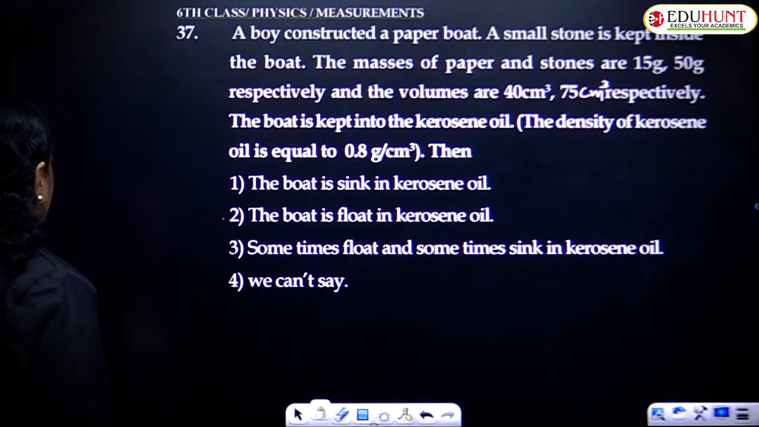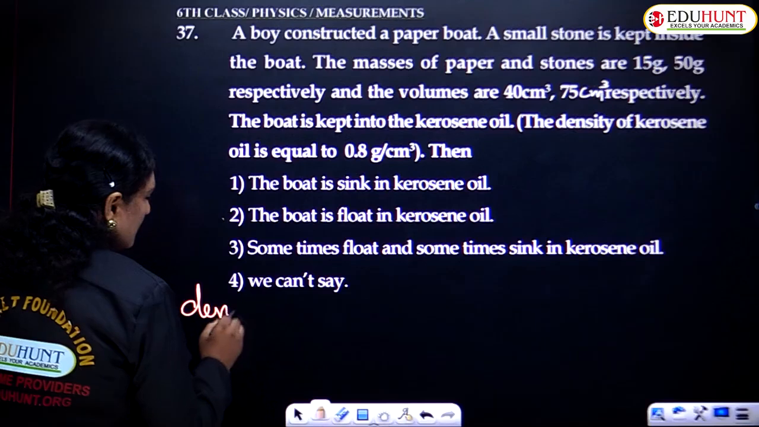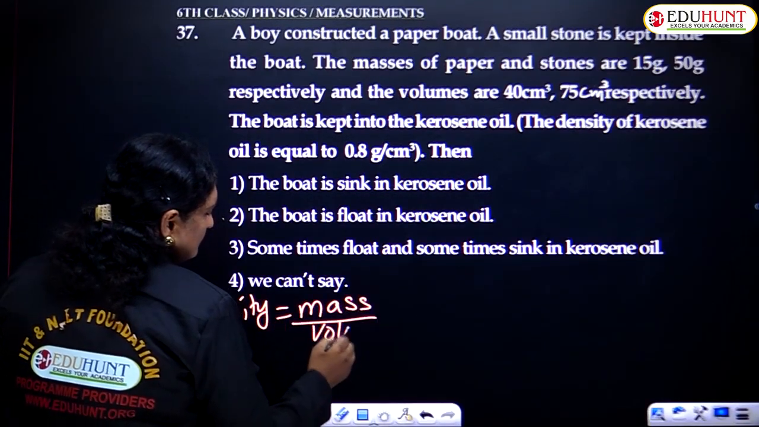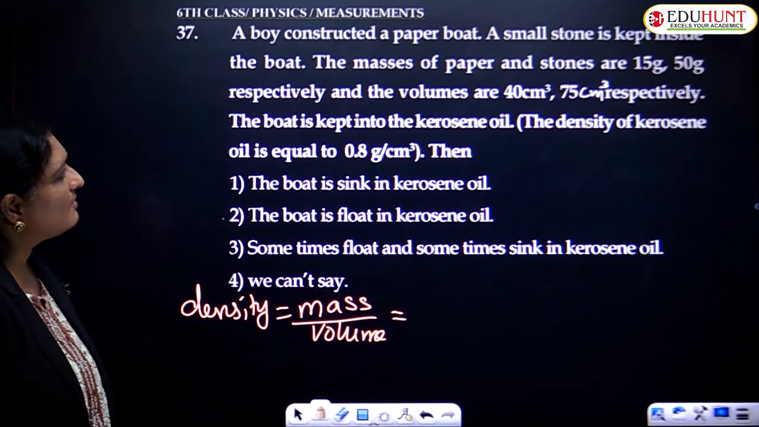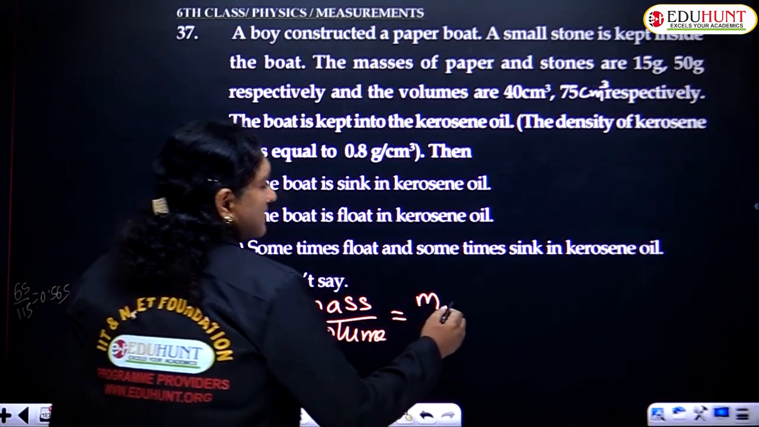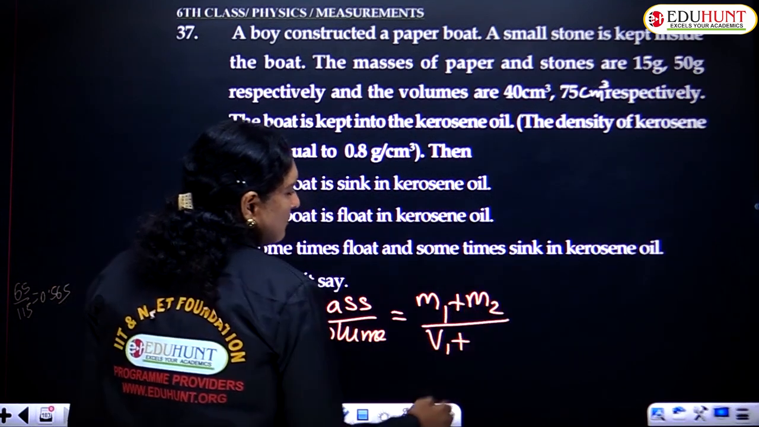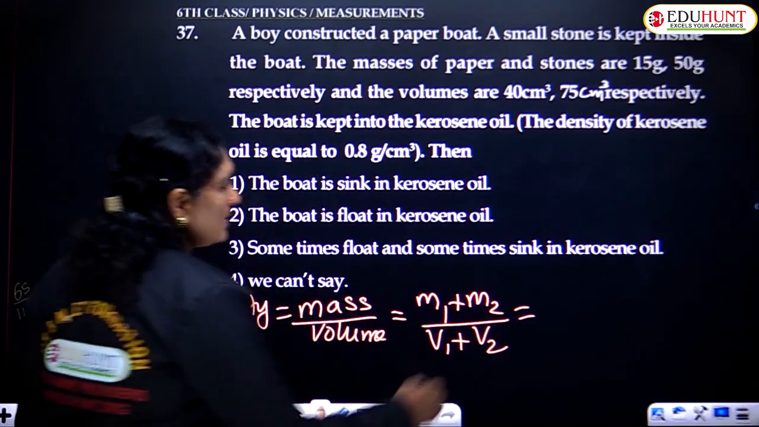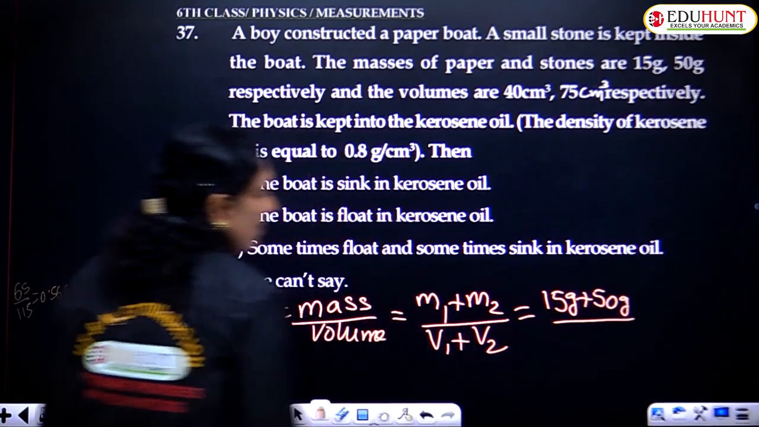can't say. Let us again use the same model. So density formula, density equals mass by volume. How much is the mass given? Total mass. So total mass is, one is paper, the other is stone. Total mass by total volume, that is the volume of the paper boat and the volume of the stone together. So M1 is how much? 15 and M2 is 50. So 15 grams plus 50 grams upon volume.